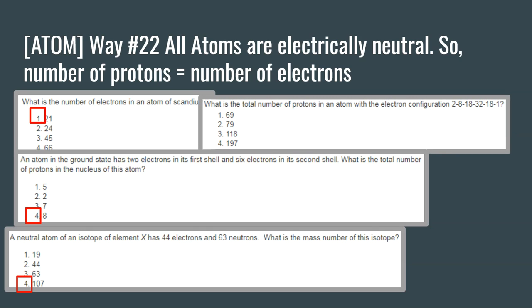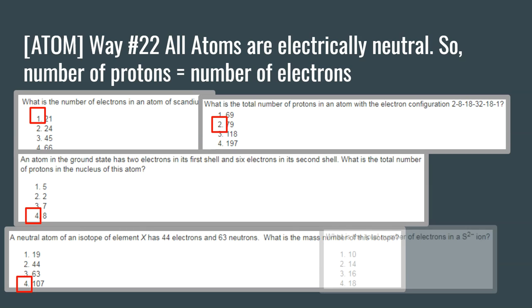Next problem. What is the total number of protons in an atom with the electron configuration 2-8-18-32-18-1? You can assume that this atom in question is neutral. Therefore, the number of protons should equal the total number of electrons. To find the total number of electrons, we simply have to add up all these numbers, and we get 79. Therefore, the answer 2 is correct.